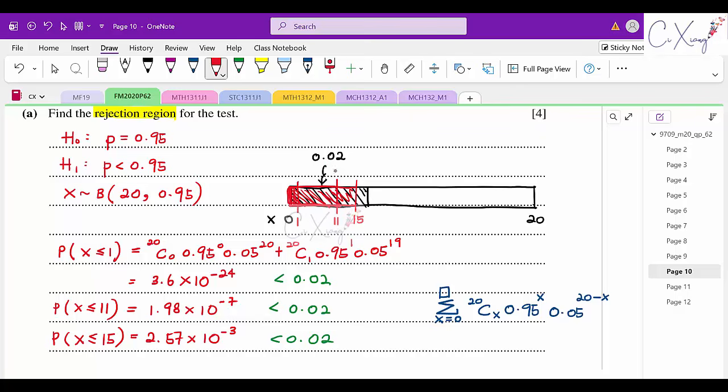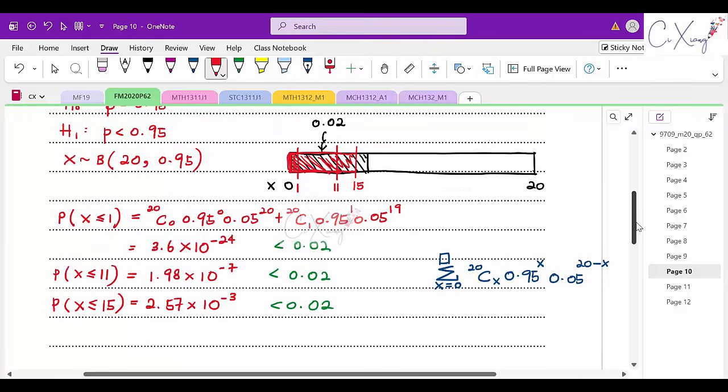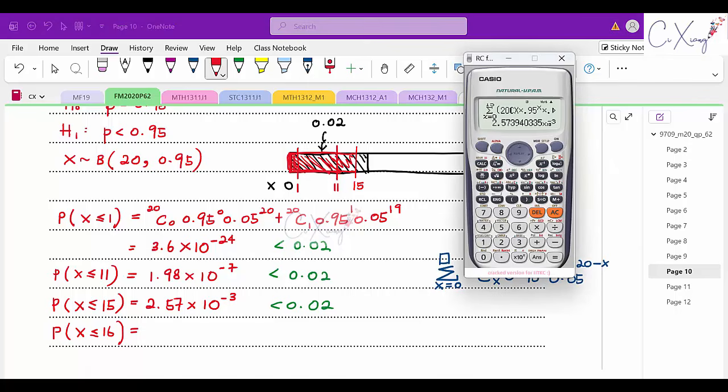So when you are very close to the alpha that we have, or the significance level that we have, then you shouldn't skip too many numbers anymore. You should try one by one. So the next value I want to get is x smaller equals to 16. Again, come back to the calculator, change the upper limit to 16, then press the equal sign.